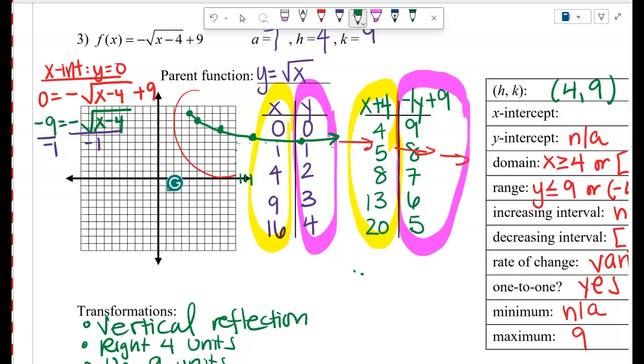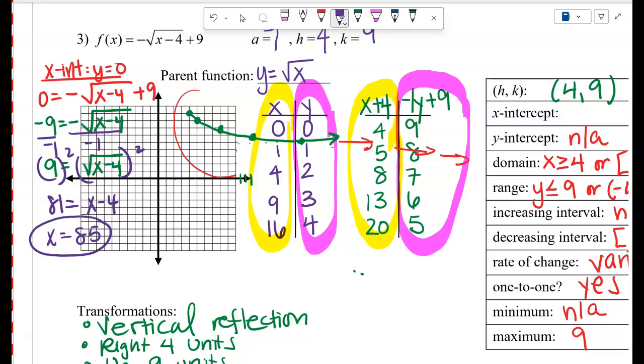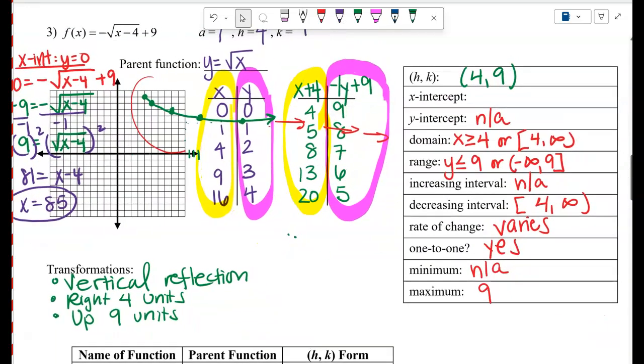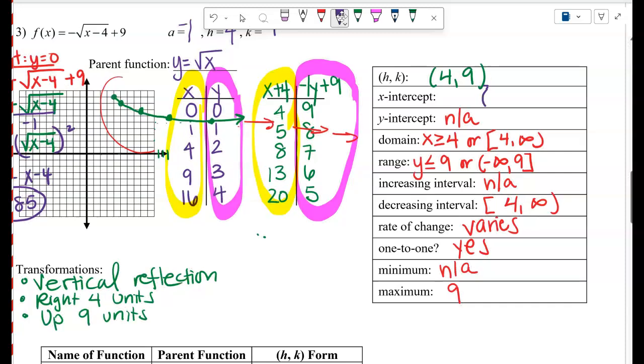So now negative 9 divided by negative 1 is a positive 9, equals the square root of x minus 4. Now square both sides. 9 squared is going to be 81. So 81 equals x minus 4. Add 4 to both sides, x equals 85. So we know it's going to hit the x-axis 85 units to the right. But in this case, we don't have enough tick marks to see where that will be, okay?